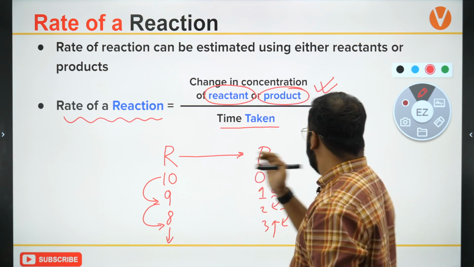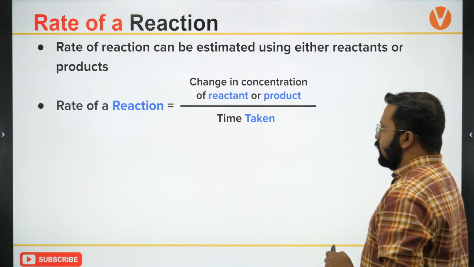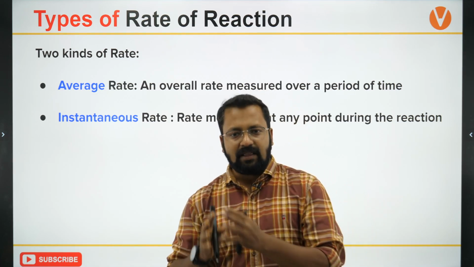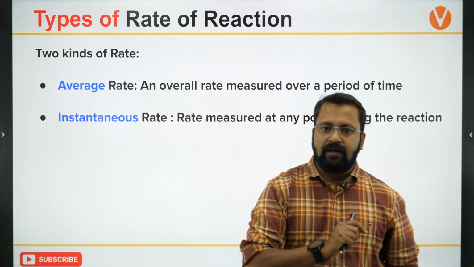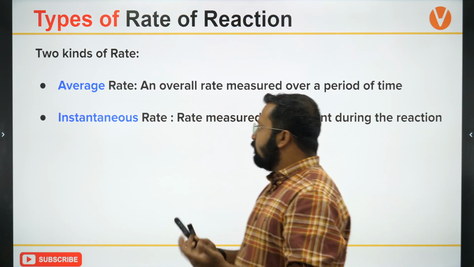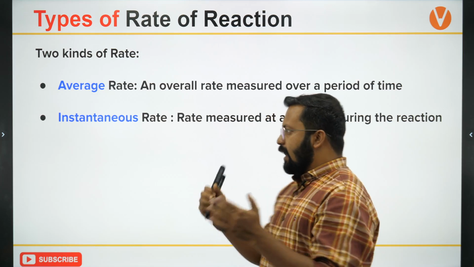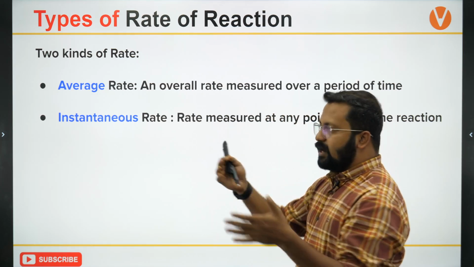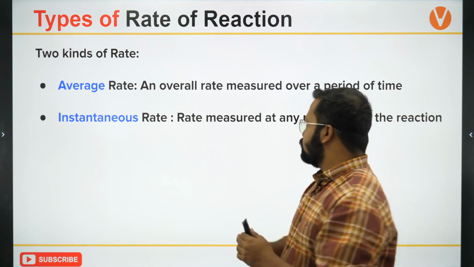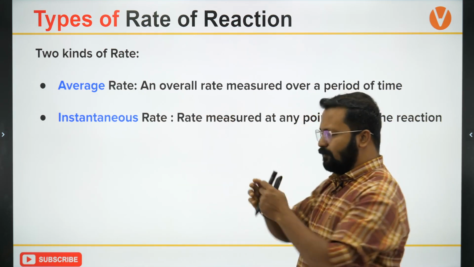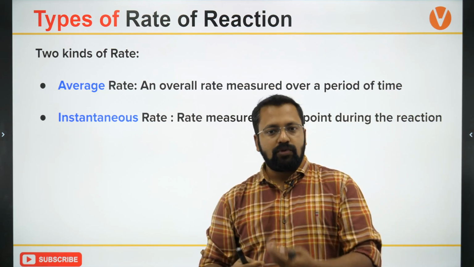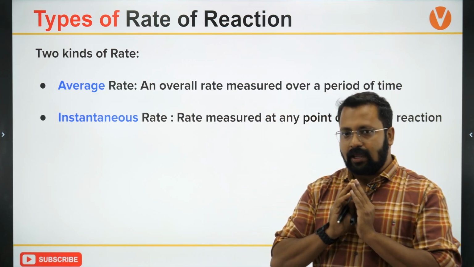Okay, so let's move ahead. There are two types of rates. Before I discuss the mathematical form of it, there are two types of rates. One is average rate and one is instantaneous rate. Average rate is calculated in a manner that it is the overall rate measured over a given period of time. We take a very large time and use the change happening in it to calculate the average rate.